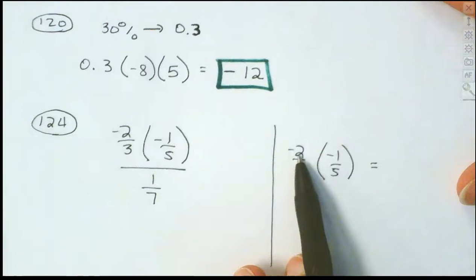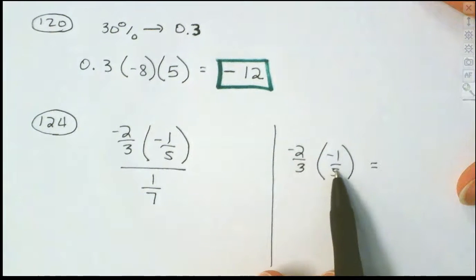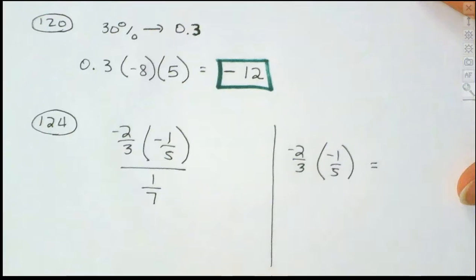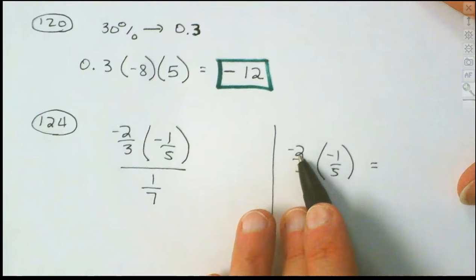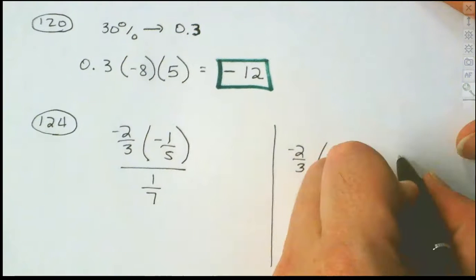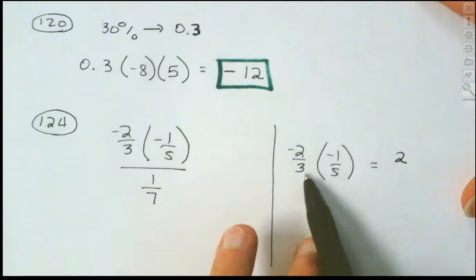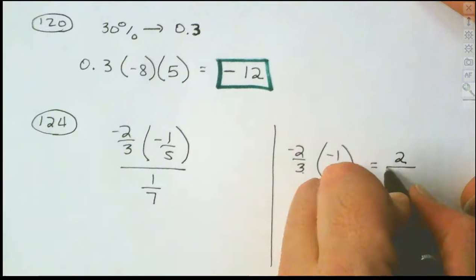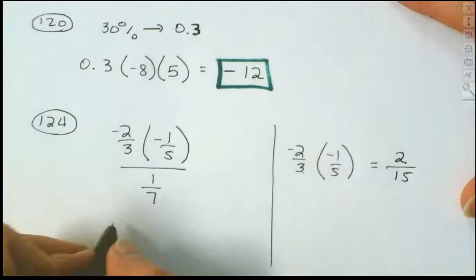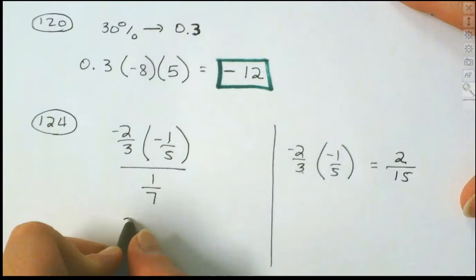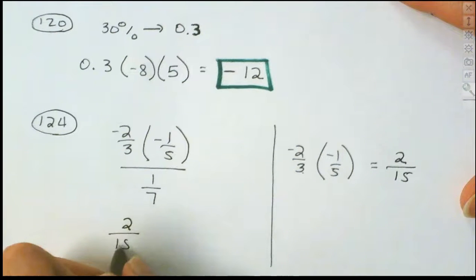Well, nothing's going to cancel because that 2 and 5 can't cancel, and that 1 and 3 can't cancel either. We have a double negative, so we know our answer is going to be positive. We can now just multiply across. So -2 times -1 makes it a +2, and 3 times 5 makes it a 15. And that's now going to come out to be 2/15, 1 over 7.